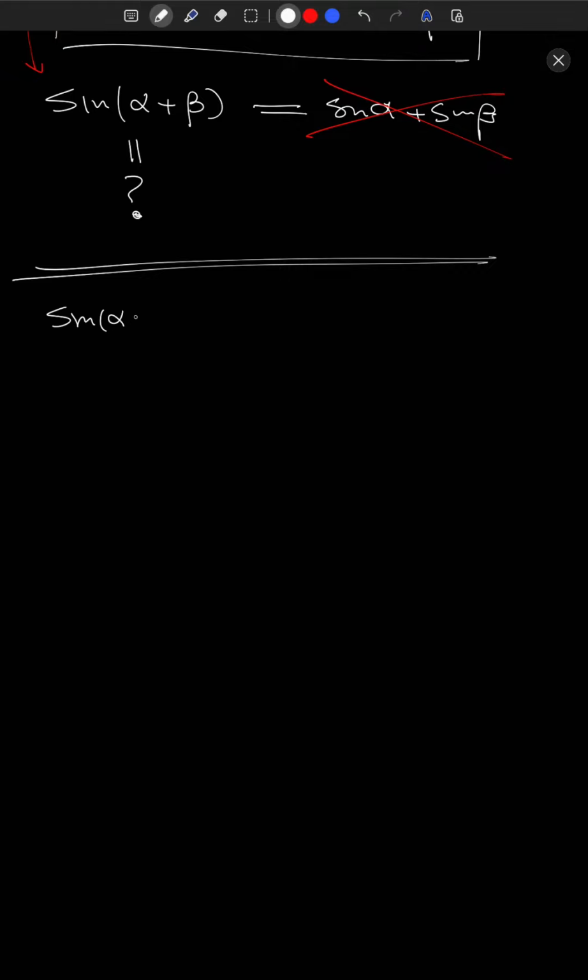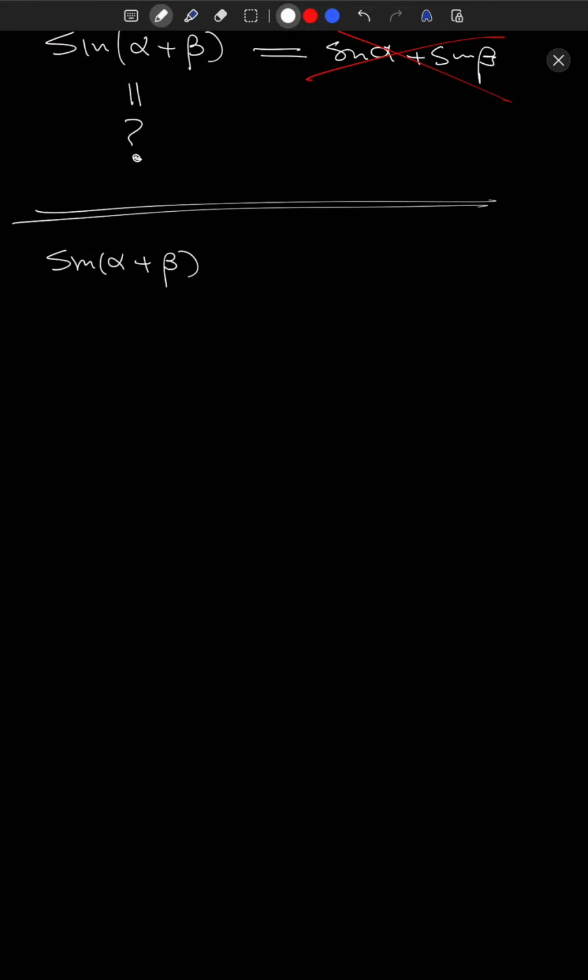So sine of alpha plus beta. We want to figure out how to break this down in terms of sines and cosines of smaller pieces. In other words, sine of alpha, sine of beta, cosine alpha, cosine beta. And the trick here is something we talked about quite a while back, and that's that we can actually write sine in terms of cosine.